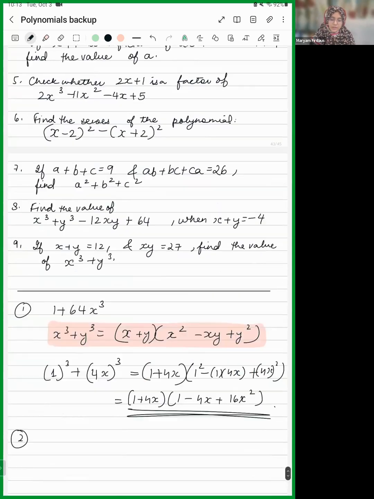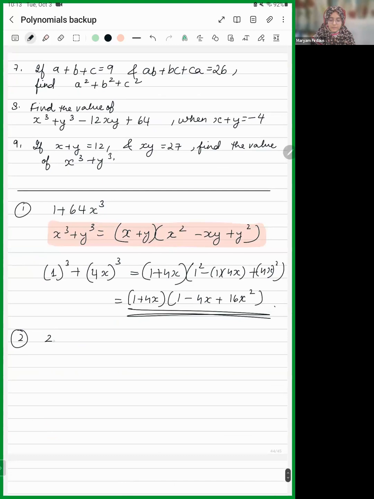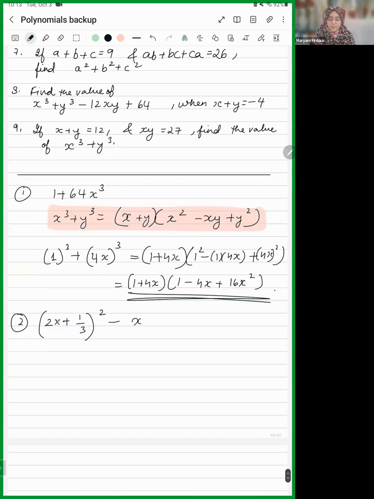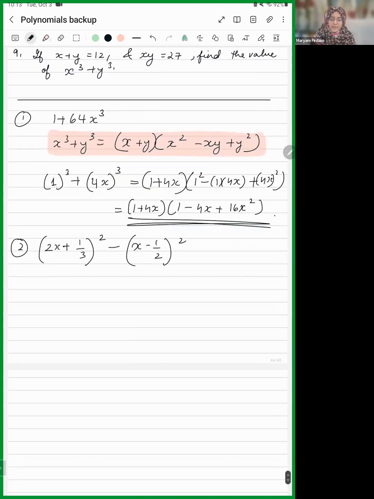Acha. Let's do this. It is 2x plus 1 by 3 whole square minus x minus 1 by 2 whole square. This is what we are supposed to factorize. Okay. So think of this part as a and this part as b. So this becomes a square minus b square, right? So a square minus b square, we know it is a plus b, a minus b. So let's just do it.